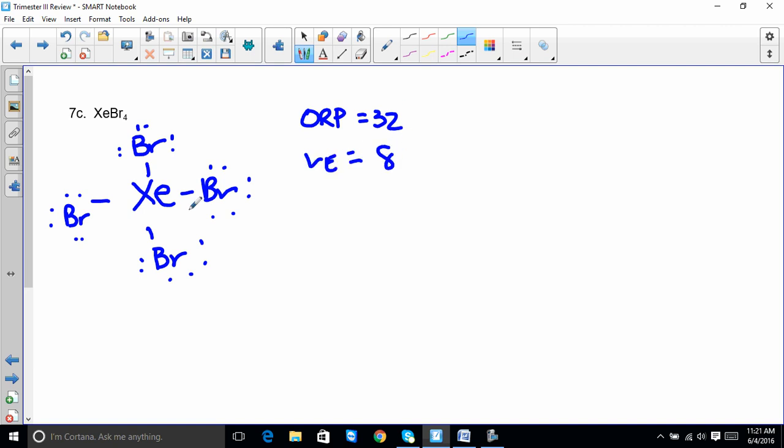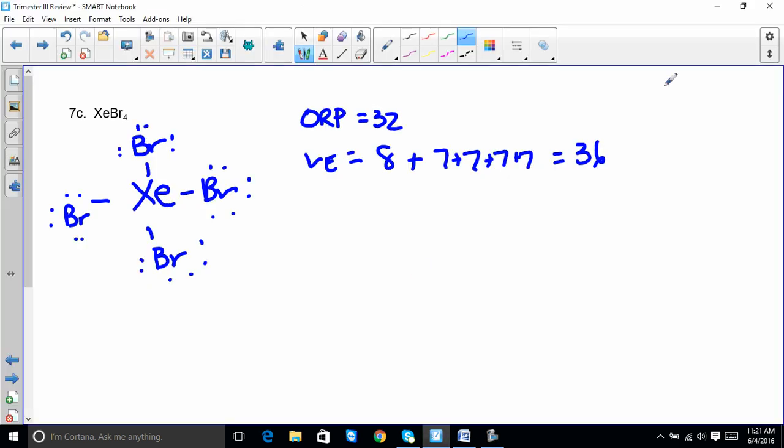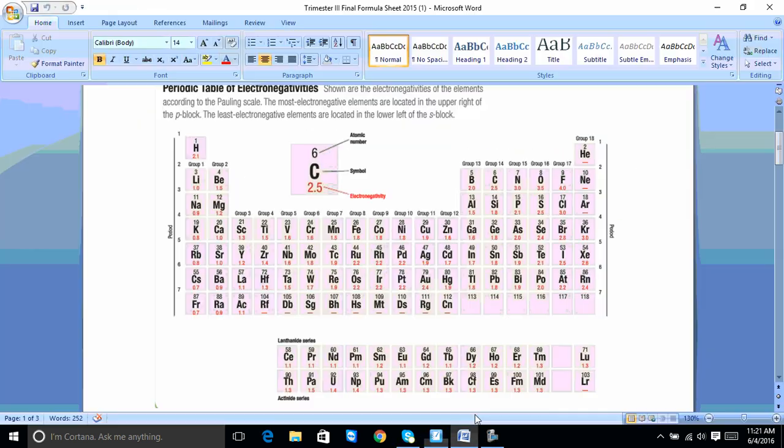I'll flip over in a minute, but I'll show you that xenon is a noble gas. It's in group 8. And then 7 plus 7 plus 7 plus 7 is 28, and 28 and 8 is 36. So I'm going to flip over here quickly and show you that xenon right here is in group 8. And there's a halogen in group 17. Actually, it's bromine. But still, bromine is in group 17, which means it has 7 valence electrons.